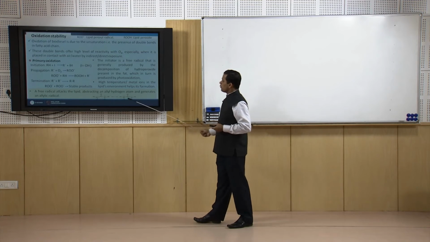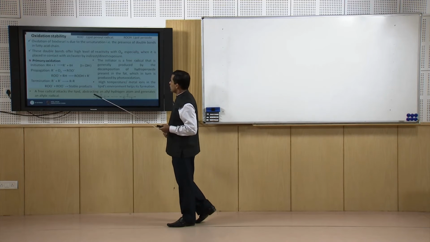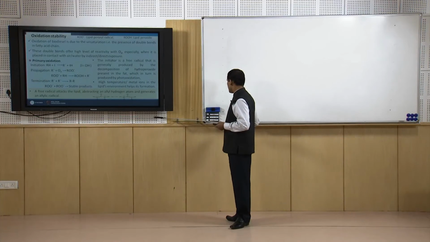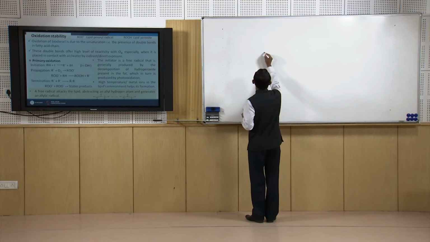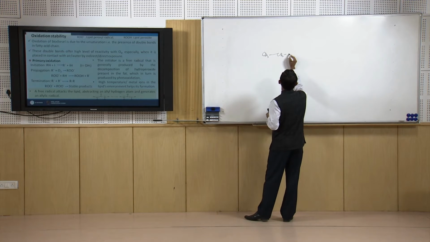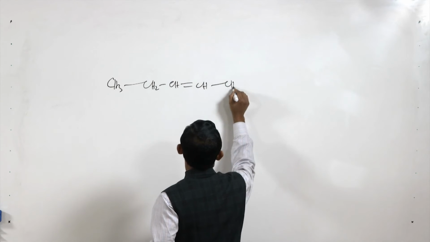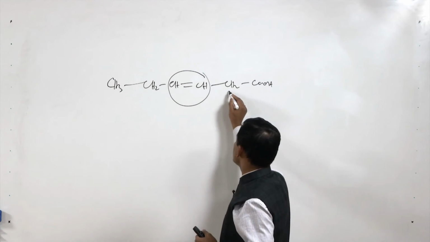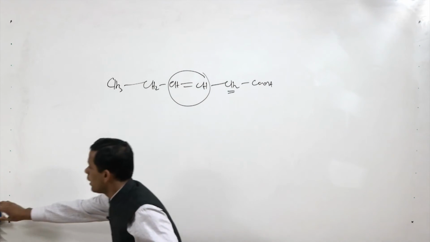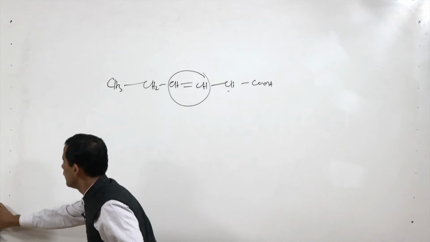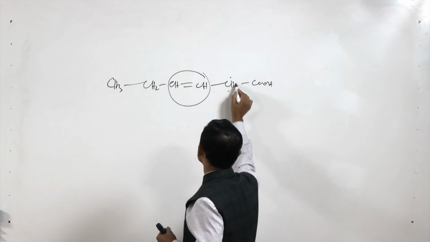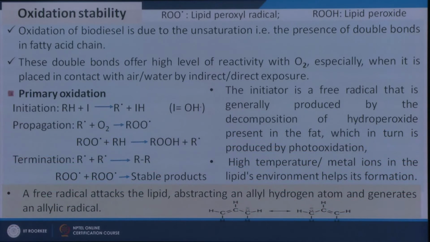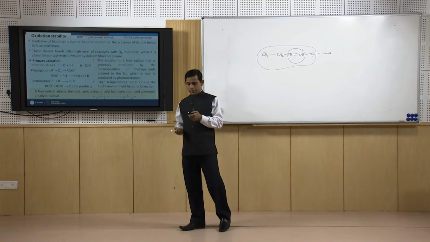Now, we see what this allyl group is. The allyl group is CH double bond CH CH2. If we have CH3 CH2 CH CH CH2 COH like this, this group is there, and this hydrogen will be removed. One hydrogen is removed here and this radical is formed. This is the radical which is given here as R dot. So, this is the mechanism for the primary oxidation of the biodiesel.